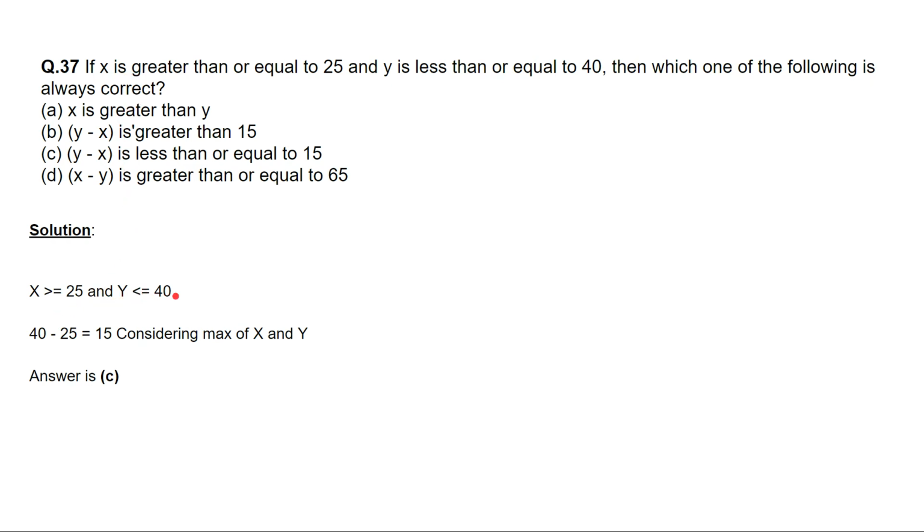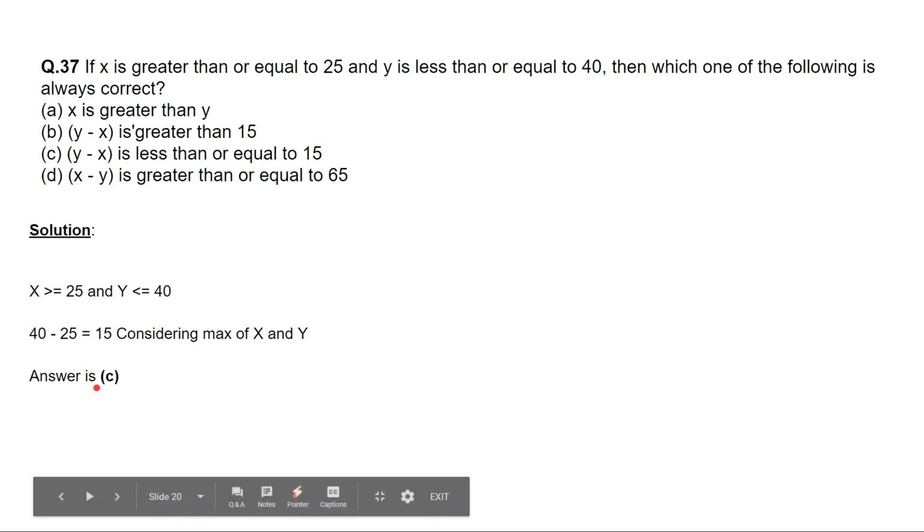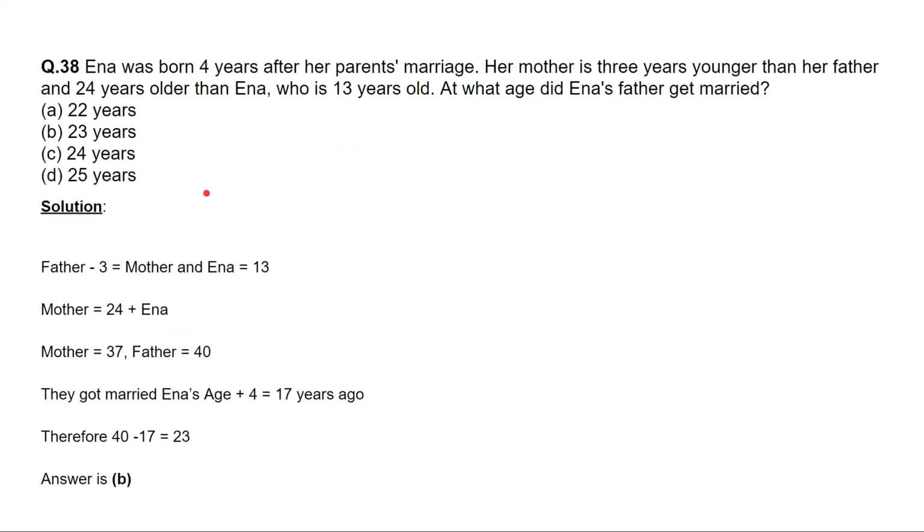Okay, so here you can just substitute the values and see what will be the correct answer out of this. So x is greater than 25 and y is less than 40. If I take the maximum value here, x is 25 and y is 40. So 40 minus 25 is 15. Any other values of x and y are going to give less than 15. So I can directly say here y minus x is less than or equal to 15. Correct answer is C.